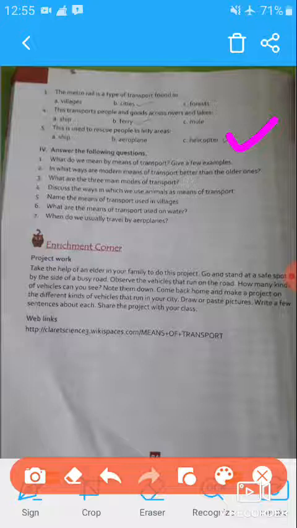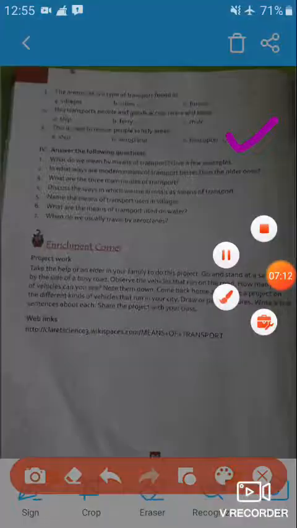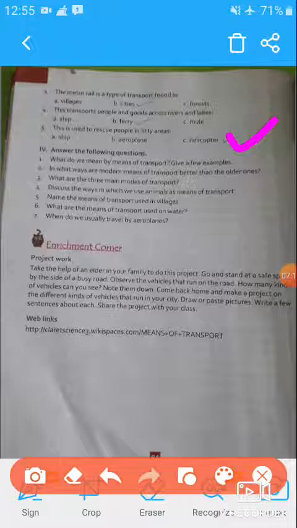Now students, let's come to question number 3, that is, what are the three main modes of transport? So students, as you know, there are three main modes of transport, that are land transport, water transport and air transport. So in the answer of question number 3, you will write there are three main modes of transport. First is land transport, second water transport, and the third one, that is air transport.